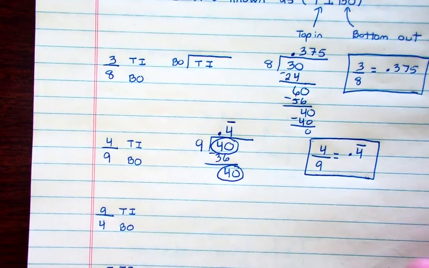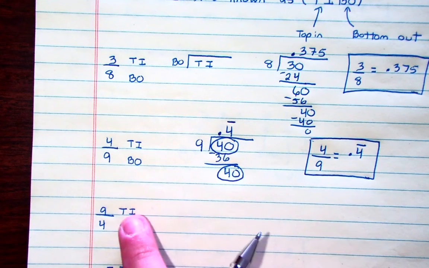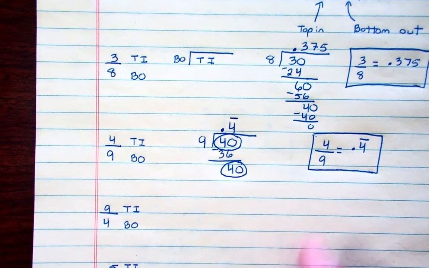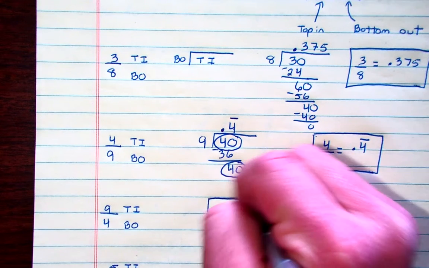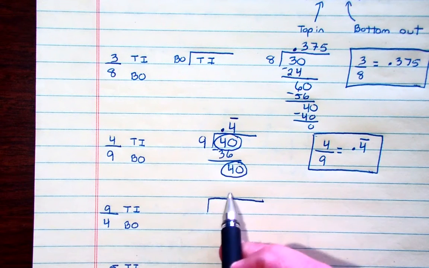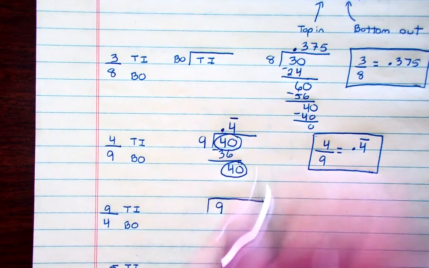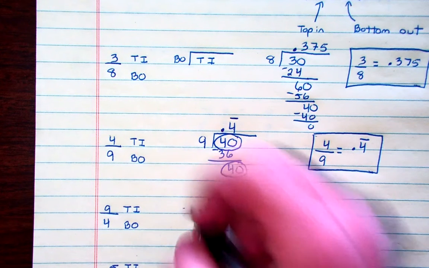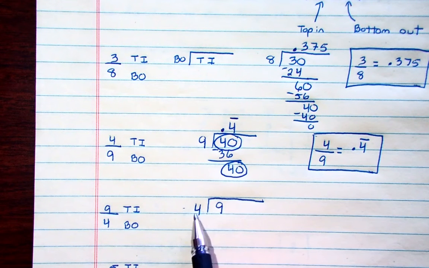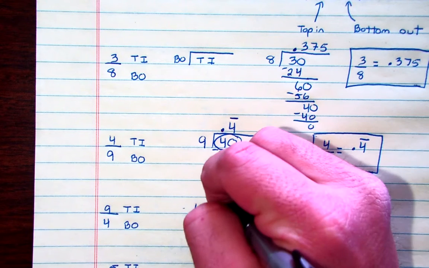Well, we just got done doing 4/9. Well, what happens when I flip it to 9/4? Ooh, let's see what happens. Top number goes inside. Bottom number goes outside. Can 4 go into 9? Well, yes, it can. It can go in there 2 times.